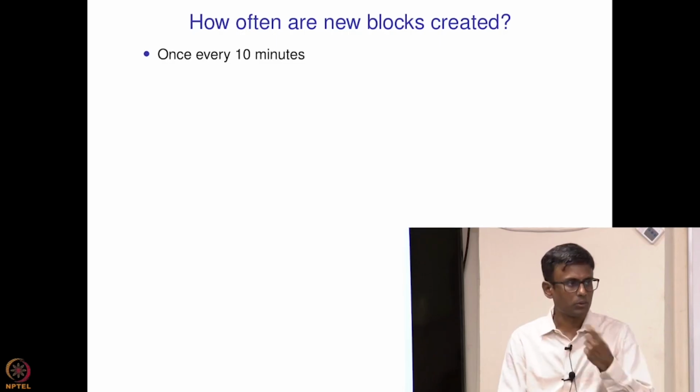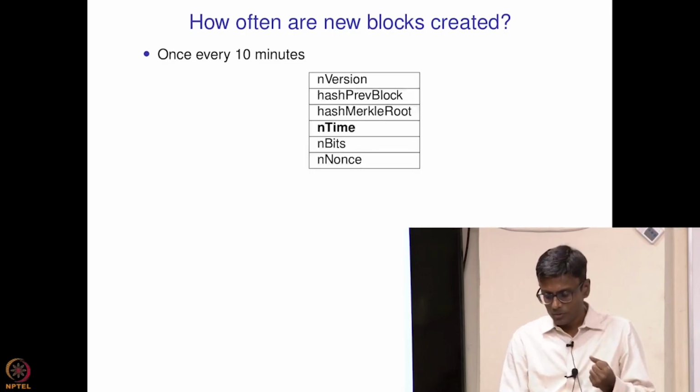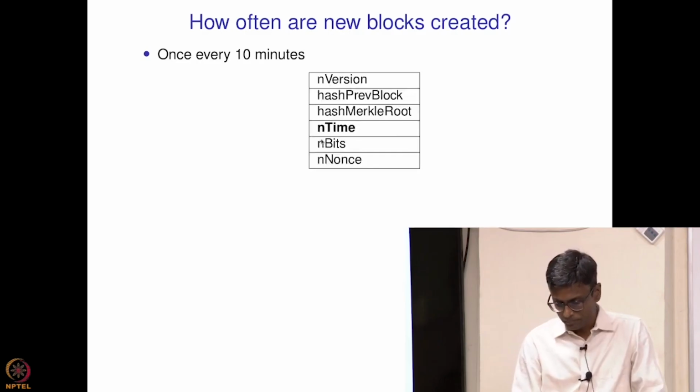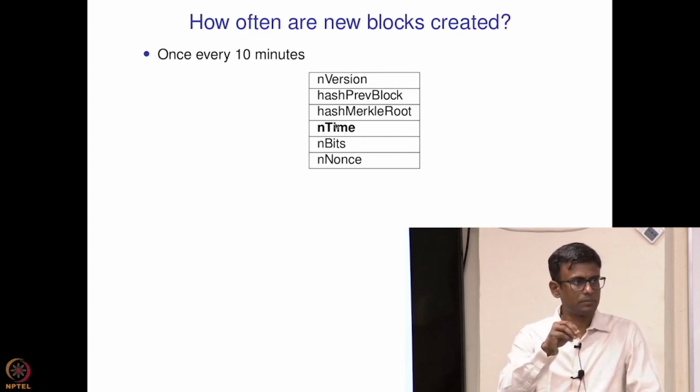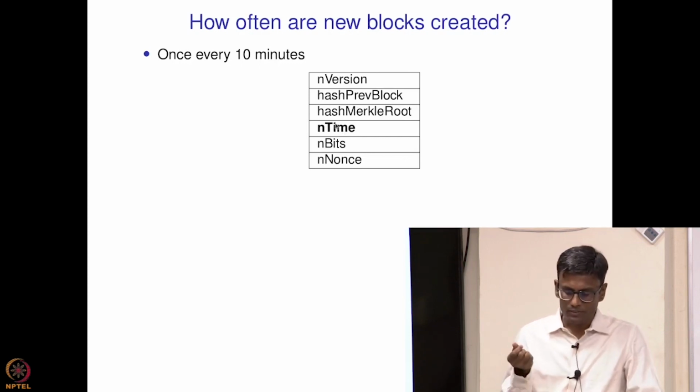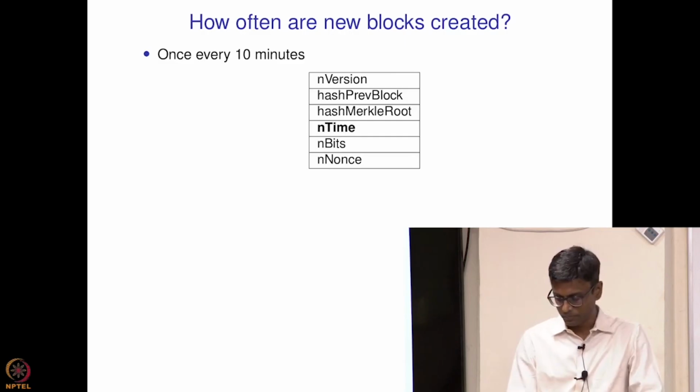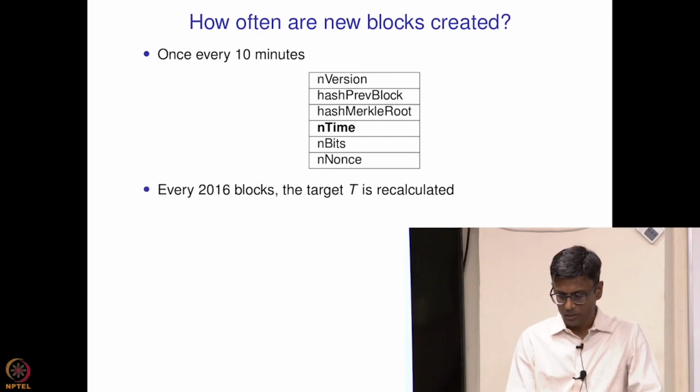But how do you do that? How can you enforce that rule? There is something called a timestamp in each block, which is like a Unix timestamp. It just measures the number of seconds since January 1st, 1970. So each miner can put the timestamp. Before they start mining, they will just put their timestamp in the candidate block and start mining.